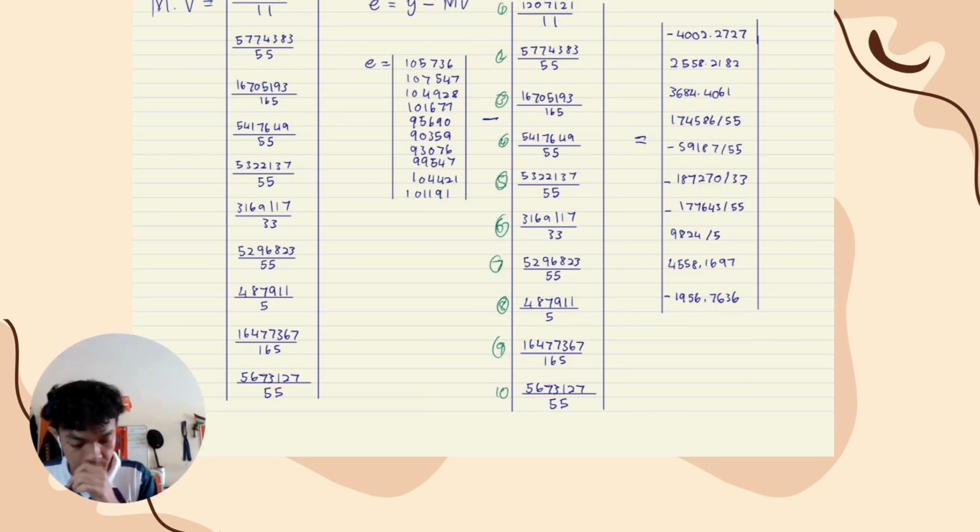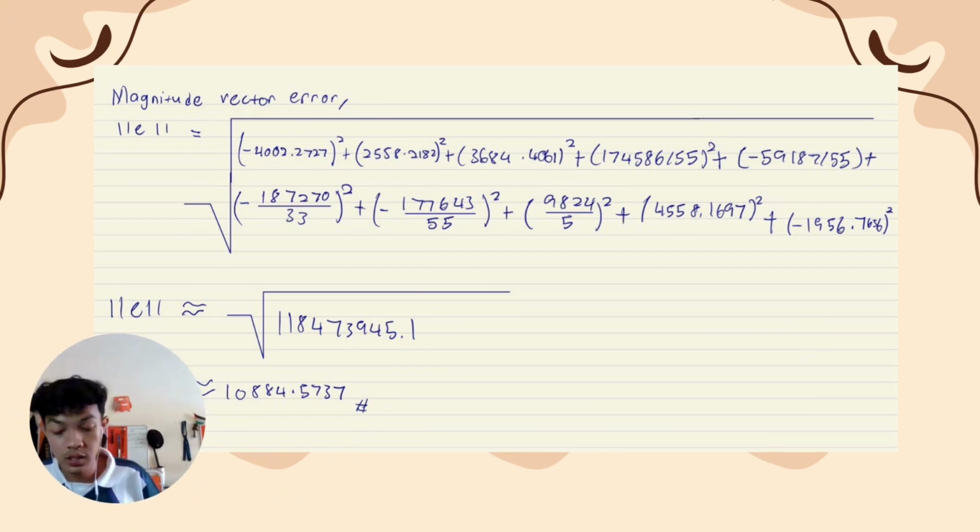The procedure to find this is just the y matrix minus our Mv. Therefore, after we find our error, we should calculate our magnitude vector error to find the best fit curve line. Our magnitude vector error estimate is 10884.5737. Okay, that's all for me.